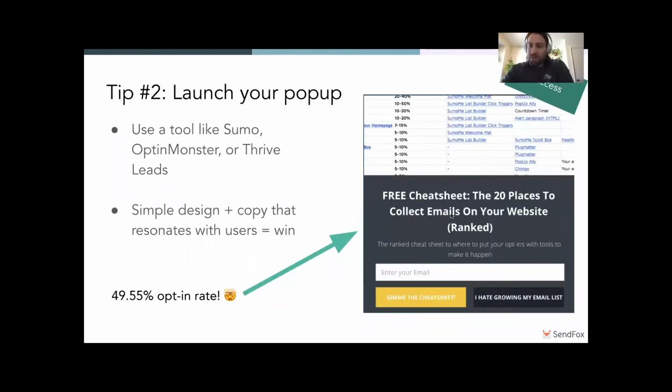Once we establish that baseline of where and how we want to put our forms, the question is, what do our forms look like? We don't need to make this super complicated. You look at something like this pop-up that was generated using sumo.com, but Opt-in Monster as well as Thrive Leads are alternatives. There are a million out there. Privy is another one. You could be platform agnostic and just go with whatever one's cheaper. We look at a simple design and copy that resonates with users.